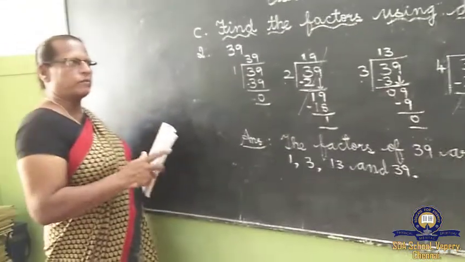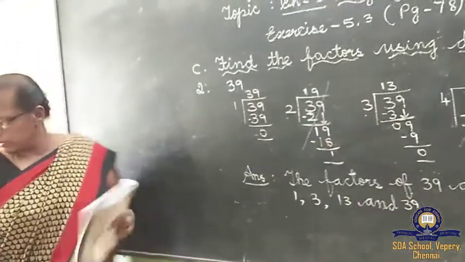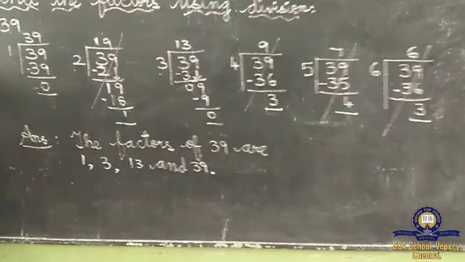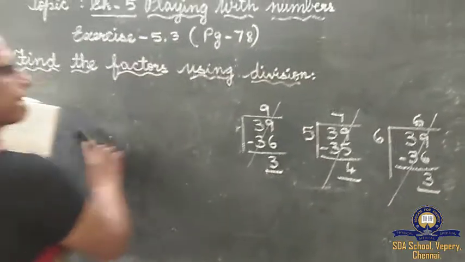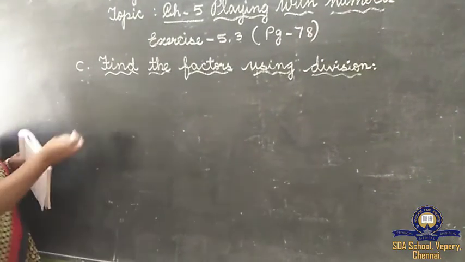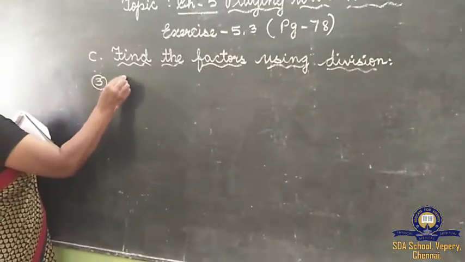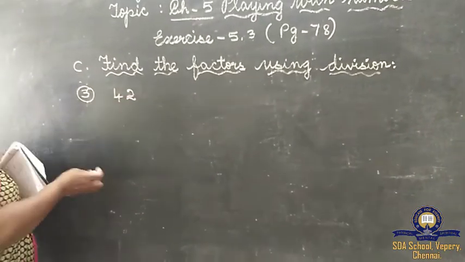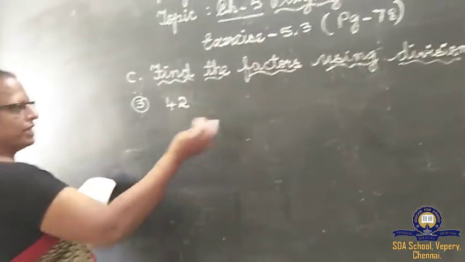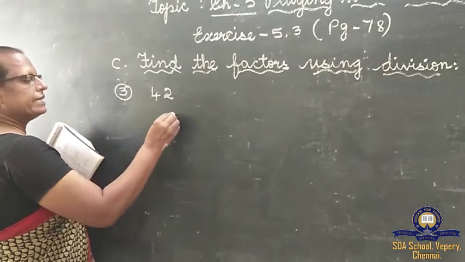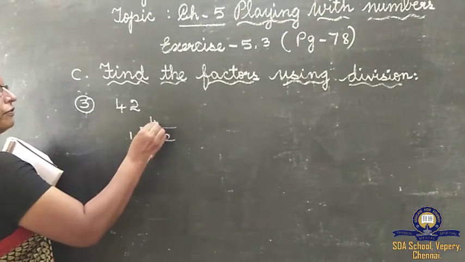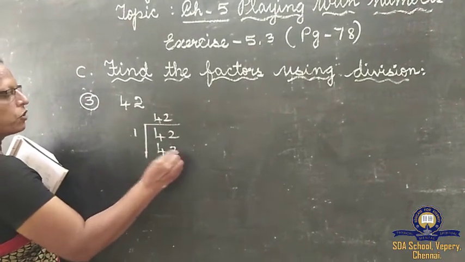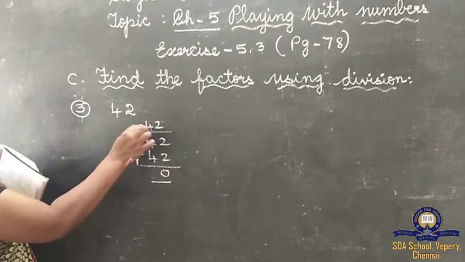Okay, only one more sum, then I will give another sum for homework. Okay, children? Only one more sum I will teach. 42. If you are thorough in tables, it is very easy, children. You can find out easily. There is no need to put it like this also. See again, 42. One table. 42 ones are 42. So it goes in the 1 table and the 42 table, isn't it?